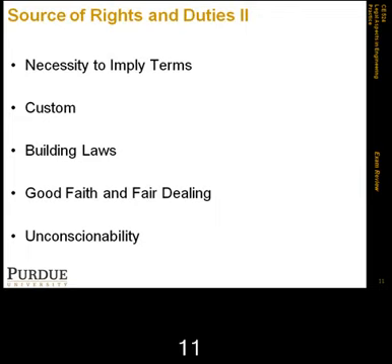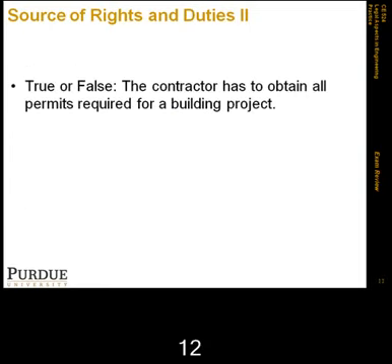Okay guys, so let's go ahead and see questions from this lecture. First question: true or false, the contractor has to obtain all permits required for a building project? That's actually false. The specific permits that are required are usually stipulated in the contract. The contractor is usually responsible for the ones that have to do with the operation of the building, such as building permits and occupancy permits. Land use permits, land use zoning and requirements are usually the owner's responsibility.